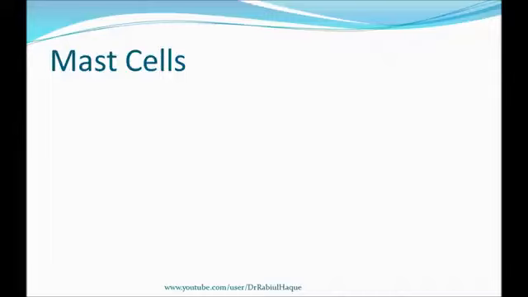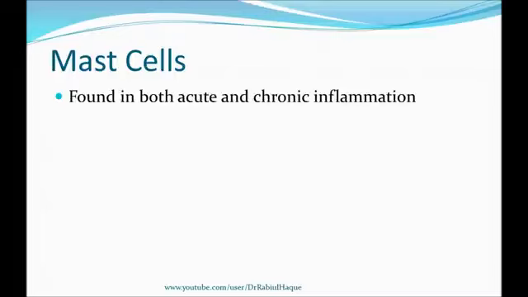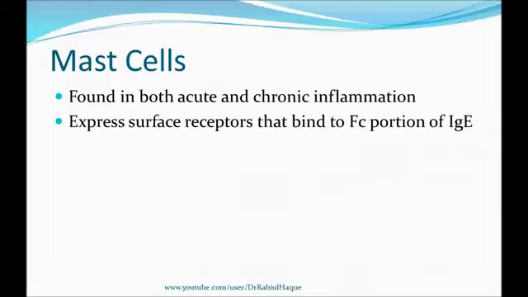Mast cells are also found in chronic inflammation, but you also have to remember that mast cells can be seen in acute inflammation as well. And the most important thing regarding mast cell is they can express surface receptor that can bind with Fc portion of immunoglobulin E. So this is very important. The examiners are often fond of this information. They may ask you what is the role of the surface receptors of mast cell.